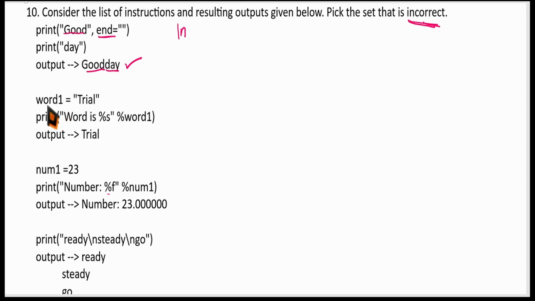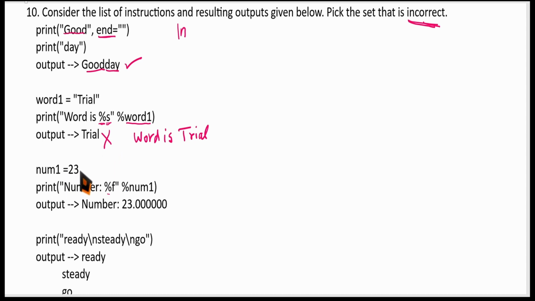Now you see this one, word 1 equal to trial. This is a string. Print word is percentage %s. So this is the format specifier. It is a string format. So this percentage will be replaced by word 1. Word 1 is trial. So the output is "word is trial". That will be the actual output of this print statement. But here they have given the output as trial. So this is not correct.